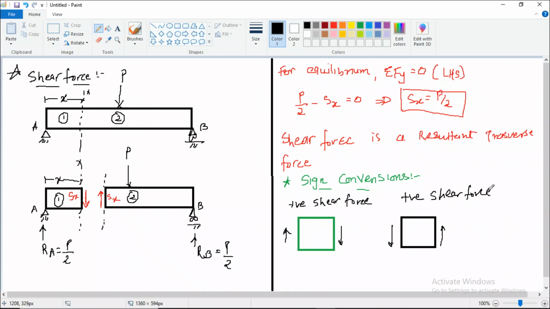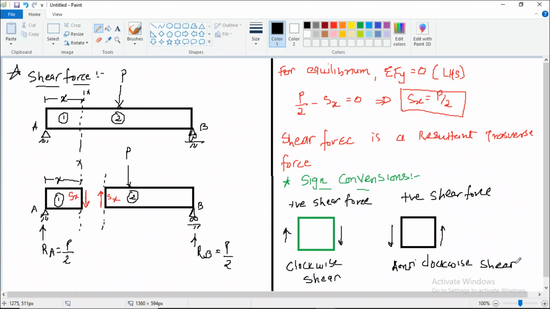So shear force having upward direction on the left hand side of the section and downward direction on the right hand side of the section will be taken as positive. In other words, we can say clockwise shear will be taken as positive, anti-clockwise shear will be taken as negative. So this is also called clockwise shear, and this is also called anti-clockwise shear, right? So this is the important part that we need to understand before we jump to the numericals.